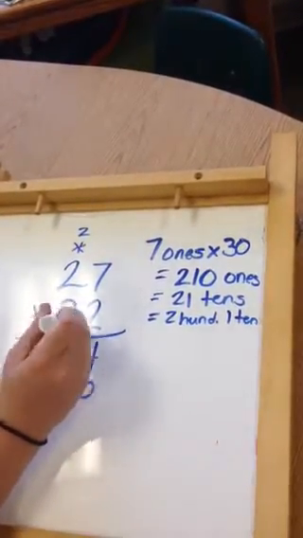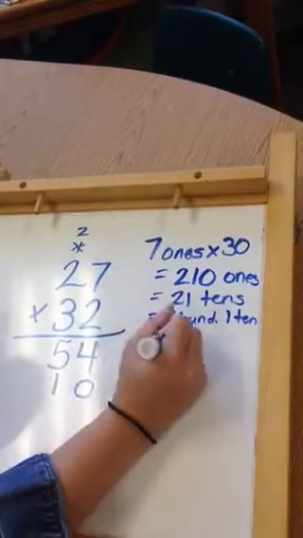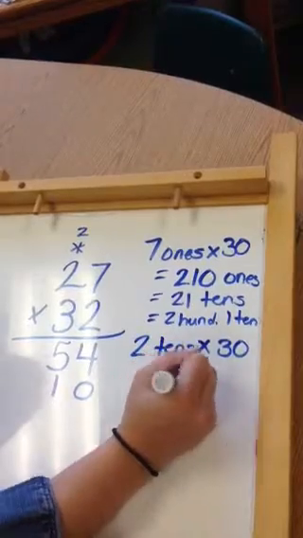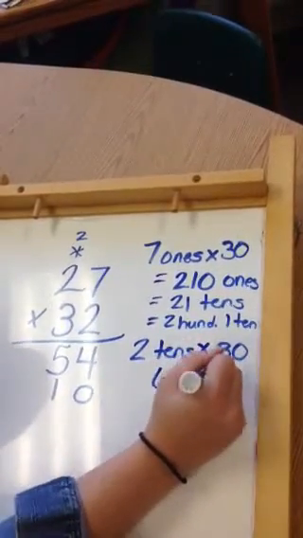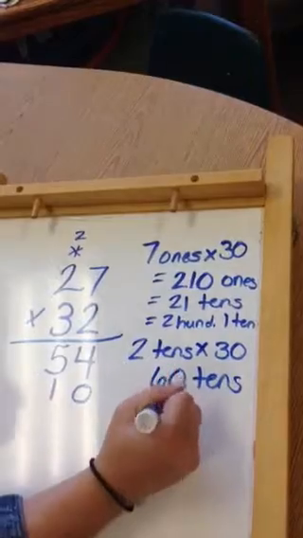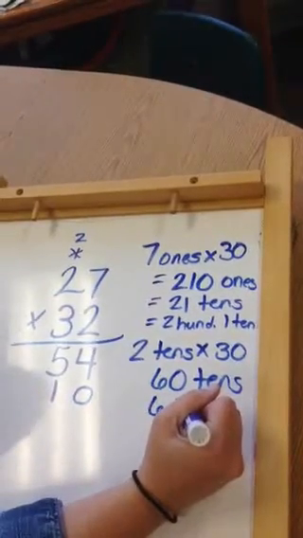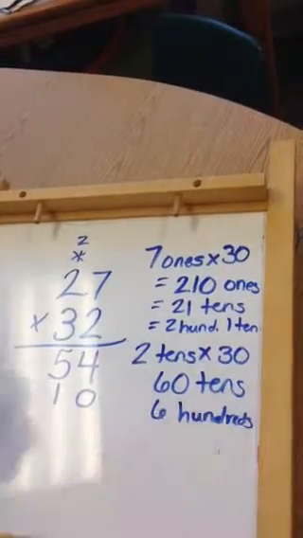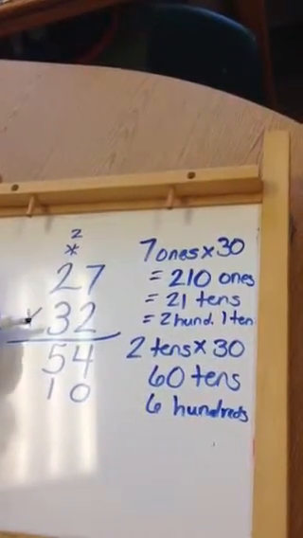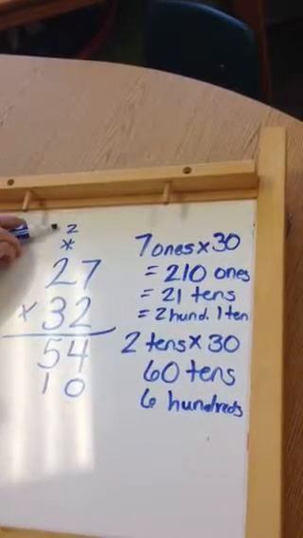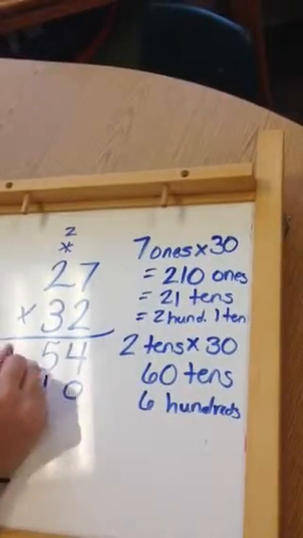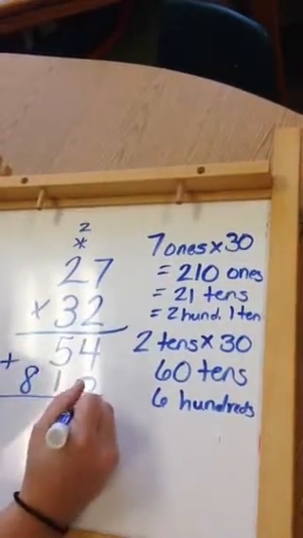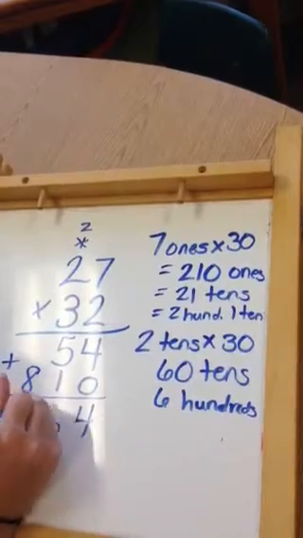Then I can do 30 times 2 tens, which gives me a total of 60 tens, which of course is 6 hundreds. And so when I do that, I get 6 hundreds plus the 2 hundreds that I had already regrouped, and I get a total of 8 hundreds. And then I get a final answer of 864.